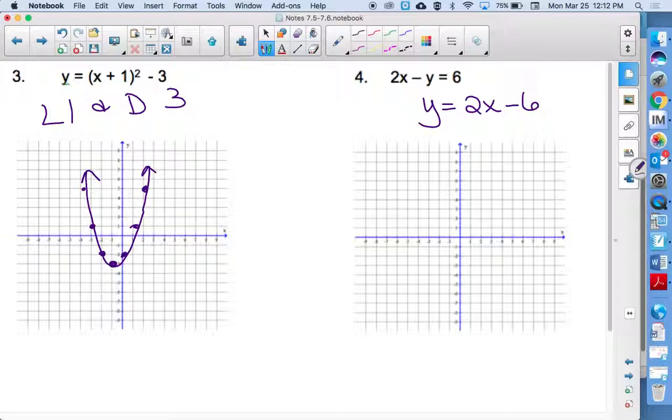Ethan, when you have a line, how do you start graphing a line? I think the negative 6, that's going to be that x equals 0, y equals negative 6. Good. So that's that y-intercept. And then you move using rise over run. So we're going up 2 over 1.